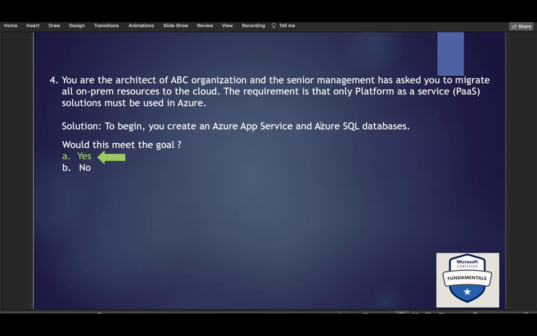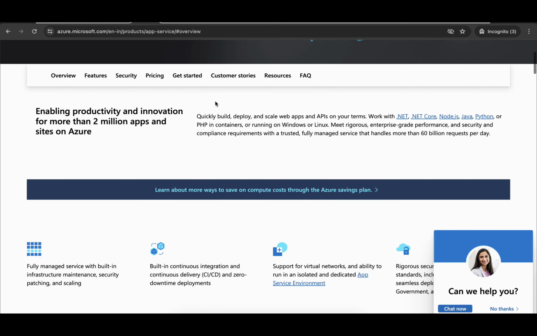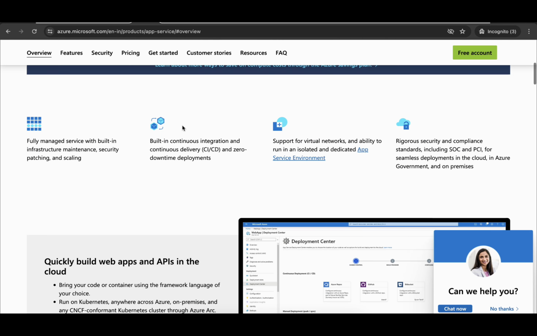Okay, because Azure App Service, what it does, if you go here, is quickly build, deploy, and scale web apps and APIs on your terms. Work with .NET Core, Node, Java, Python, or PHP in containers or running on Windows or Linux, right? Meet rigorous enterprise-grade performance, security, and compliance requirements with a trusted, fully managed service that handles more than 60 billion requests per day. Okay, so this App Service is useful.